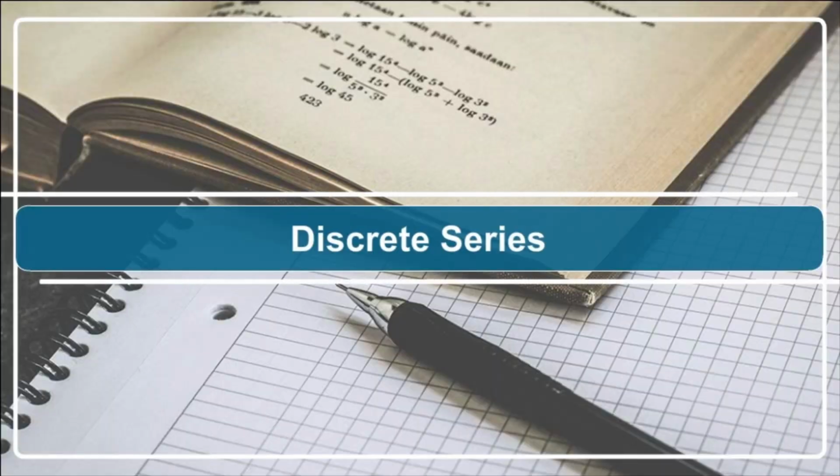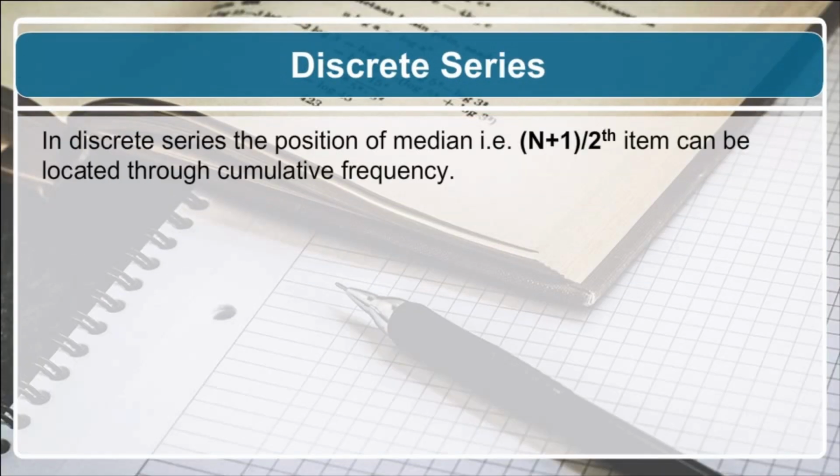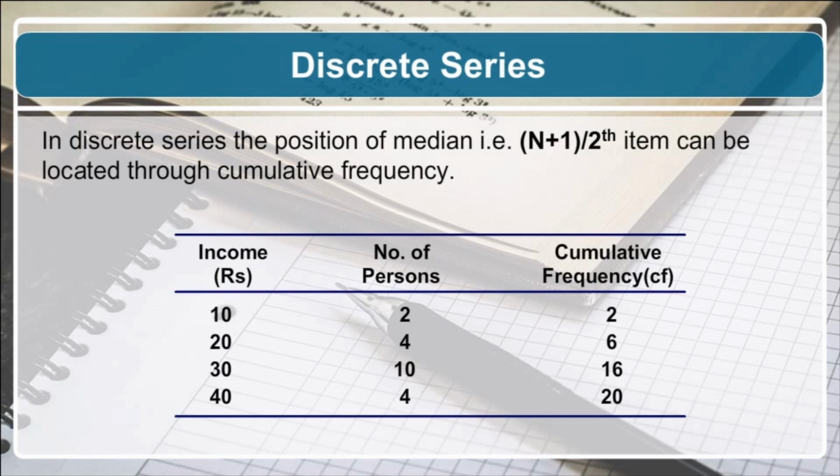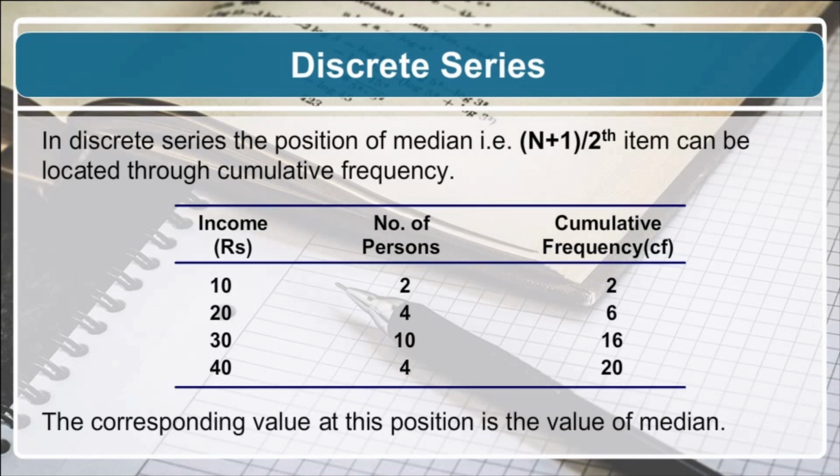Discrete series. In discrete series, the position of the median, that is the (n plus 1)/2 th item, can be located through cumulative frequency. The corresponding value at this position is the value of the median.